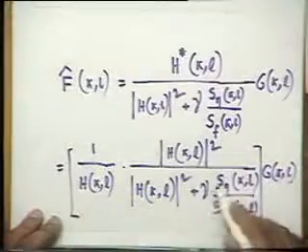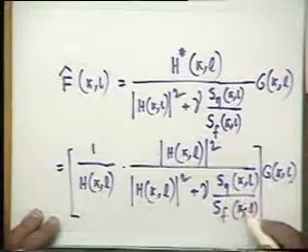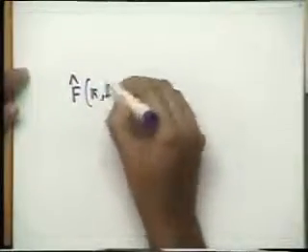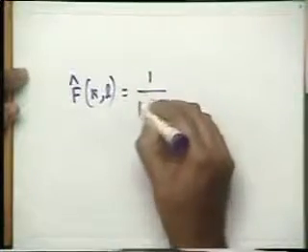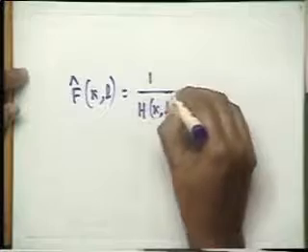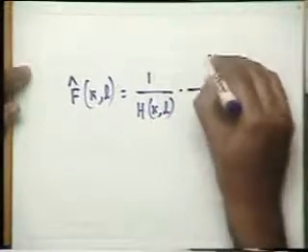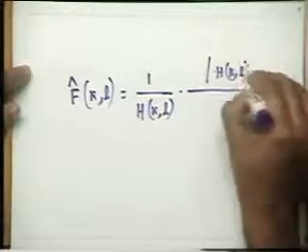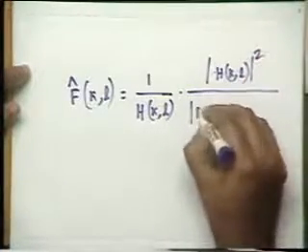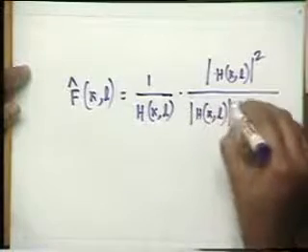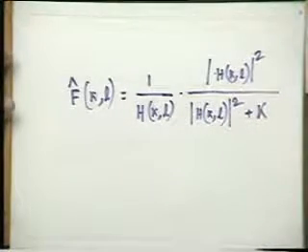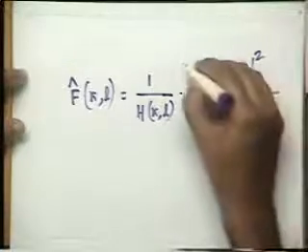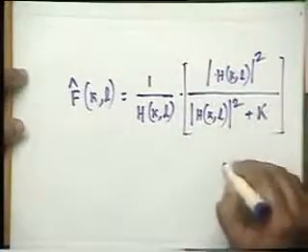So if you substitute a constant K in place of gamma S_eta KL divided by S_F KL, what you get is F hat of KL equals 1 upon H of KL multiplied by mod of H of KL square divided by mod of H of KL square plus that constant K, and obviously this whole thing multiplied by G of KL.